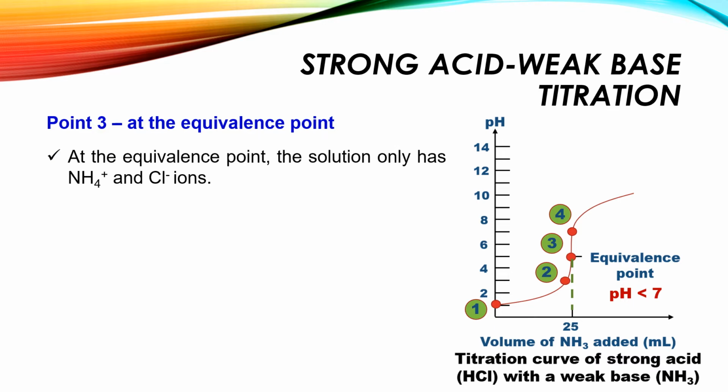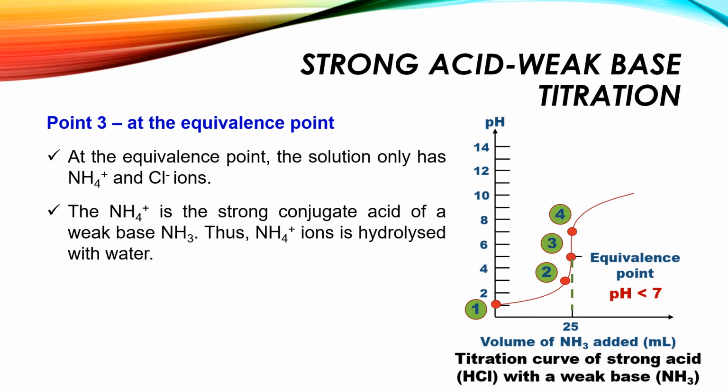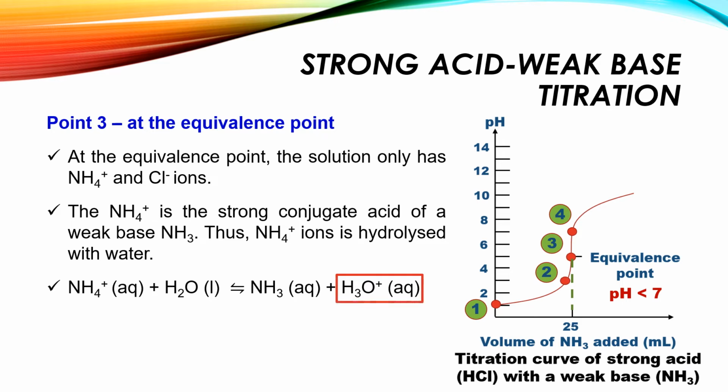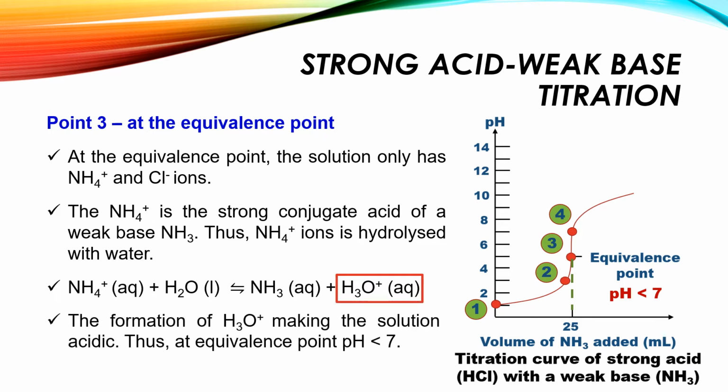At the equivalence point, the solution only has ammonium ions and chloride ions. The ammonium ion is the strong conjugate acid of the weak base ammonia. Thus, the ammonium ion is hydrolyzed with water. The presence of H3O+ ions makes the solution acidic. Thus, at the equivalence point, the pH must be less than 7.